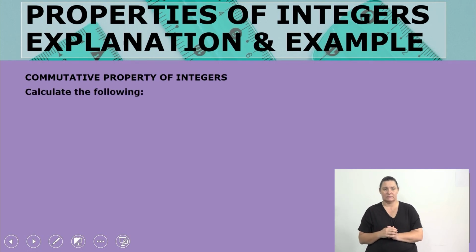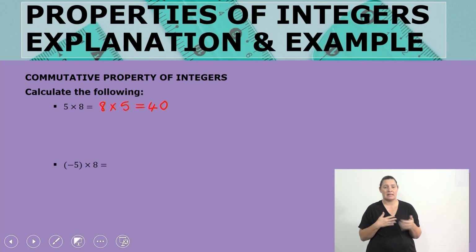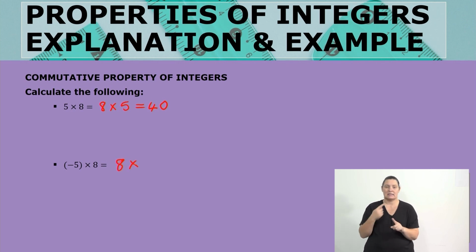Okay, let's look at now the commutative property of integers. So 5 multiplied by 8 we know can be represented again as 8 multiplied by 5, and that gives us 40. So what about if we are dealing with negative numbers as well? If I have a negative 5 multiplied by 8, I can also say 8 multiplied by a negative 5. And you see how I'm using brackets to avoid confusion, and that will be still a positive number multiplied by a negative number, which will give me a negative 40.